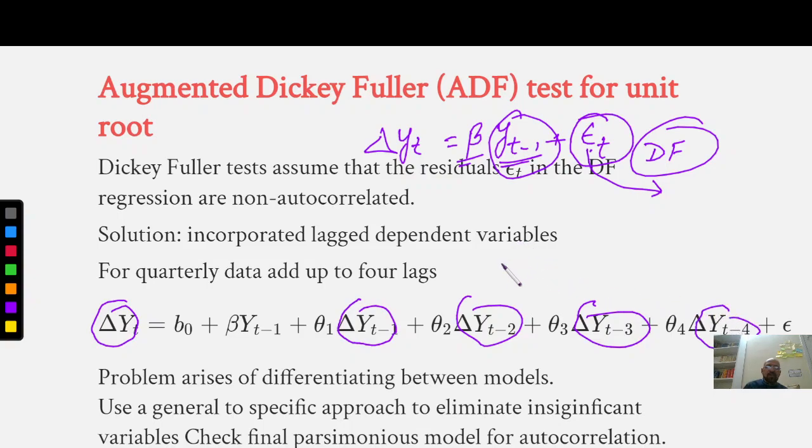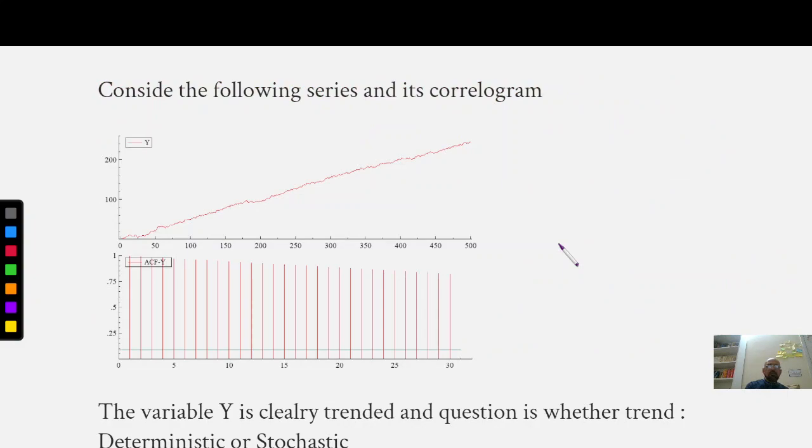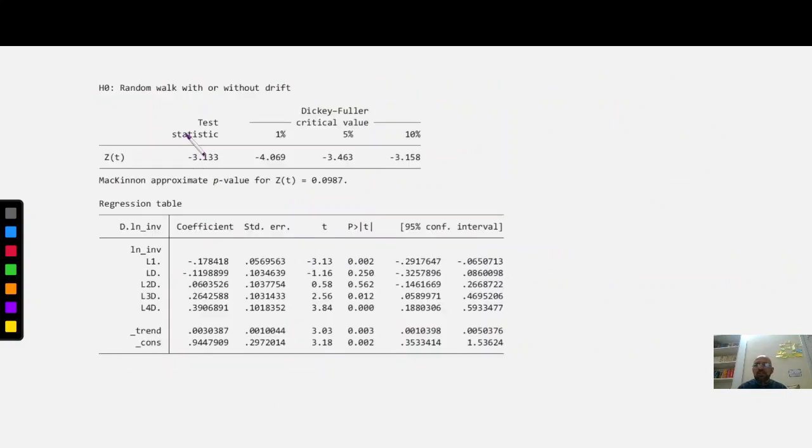And we usually write this model in standard mathematical notation: b naught plus beta yt minus 1 plus the sum of i from 1 to 4, in this case, theta i delta yt minus i. How many lags should be added? That depends on whether you are using AIC, quarterly data, monthly data, annual data, and so on.